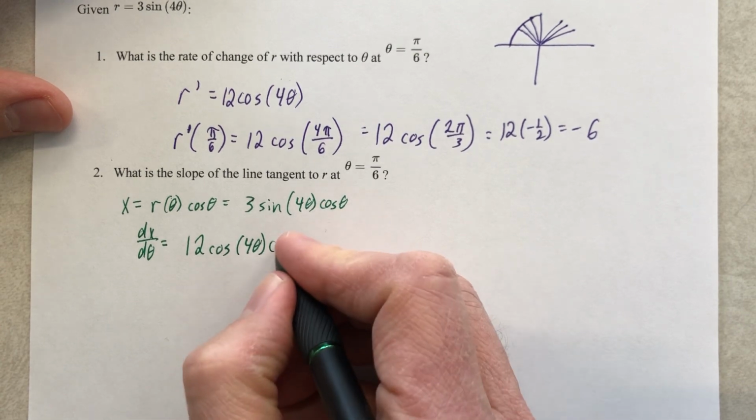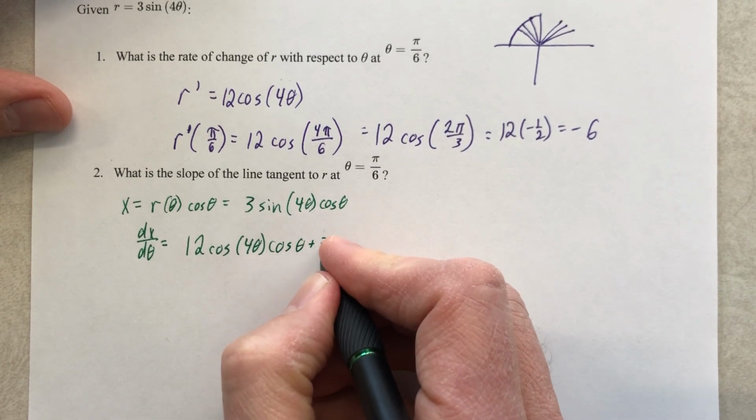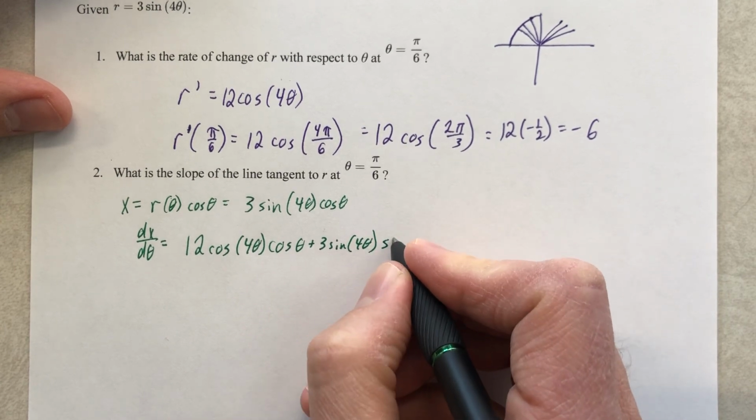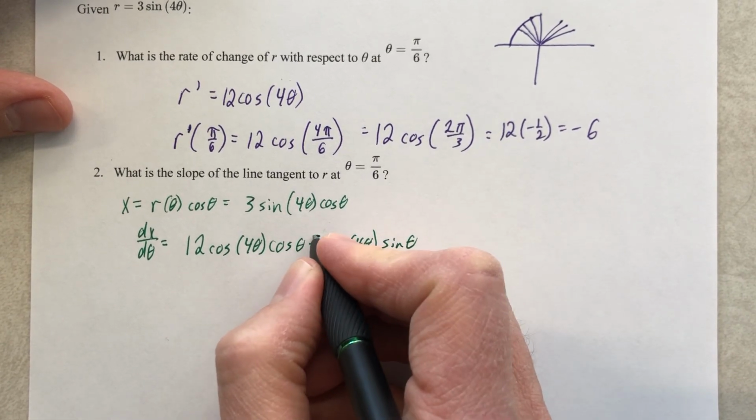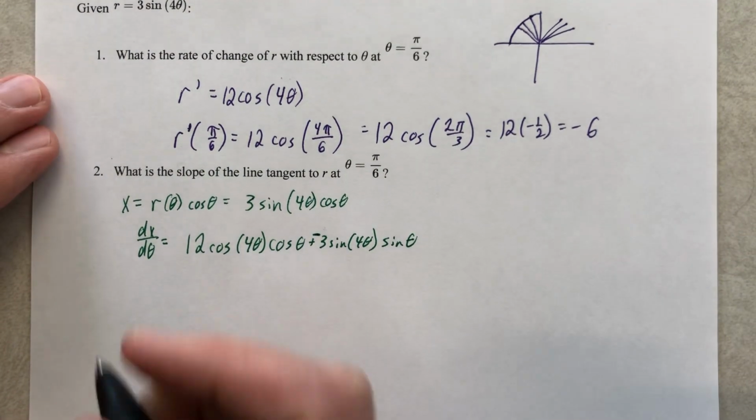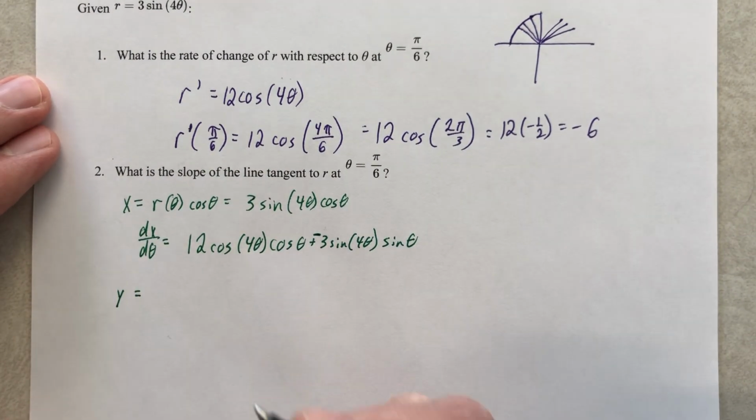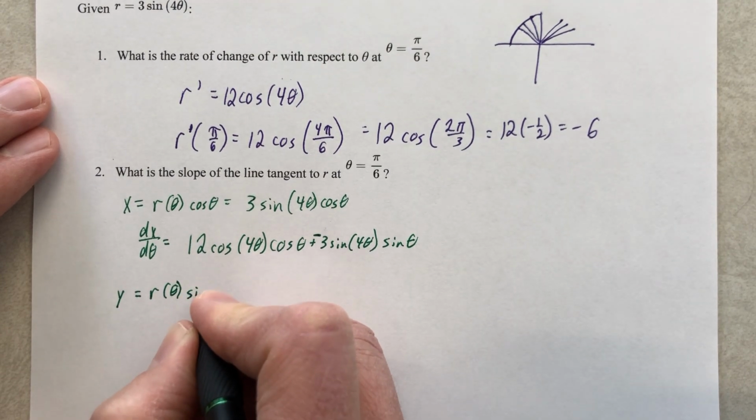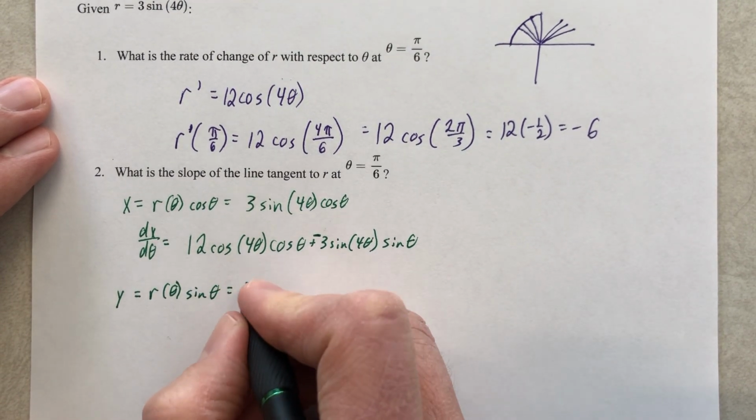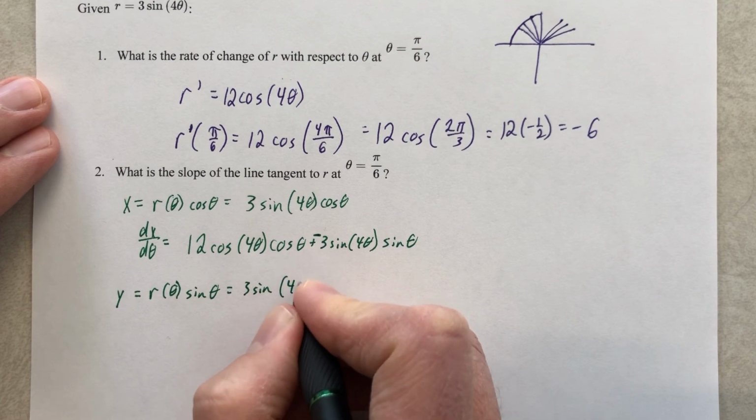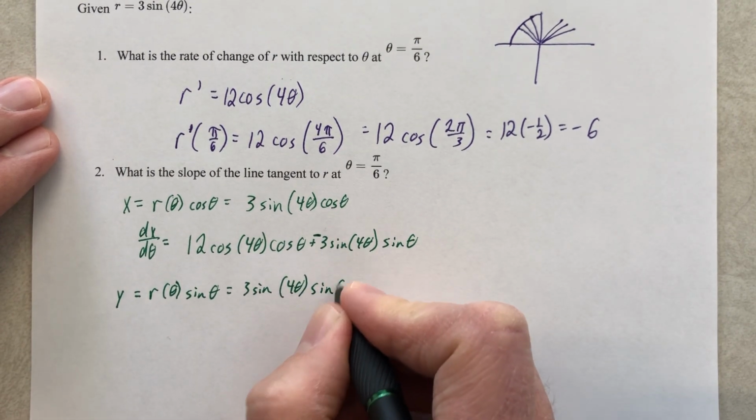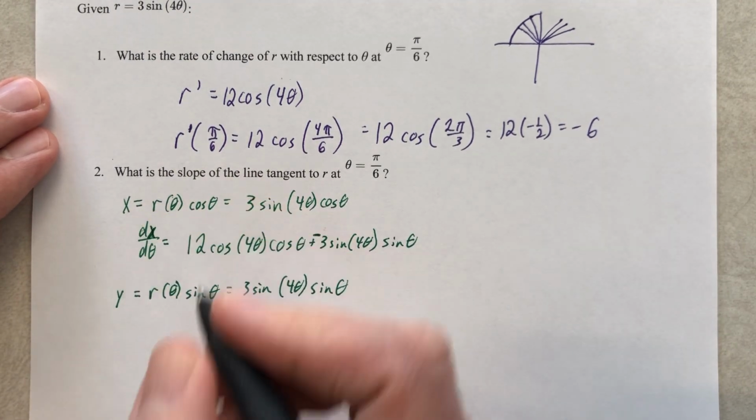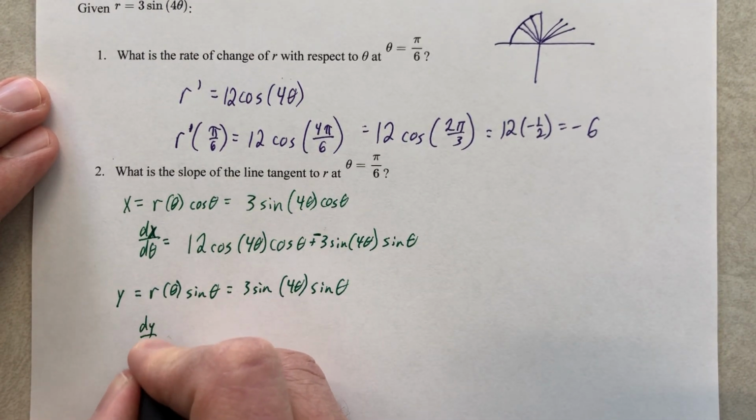f prime g plus f g prime. There we go. And now we're going to deal with y, and y is equal to r of theta sine theta. So we're going to have 3 sine 4 theta sine theta. Okay, it gets a little sloppy, but that's okay. So we found dx d theta, now we're going to find dy d theta.